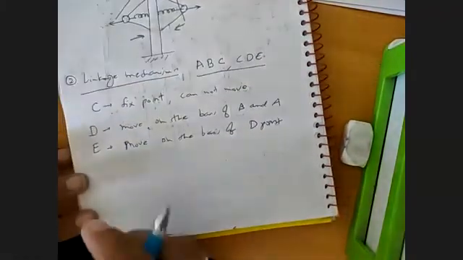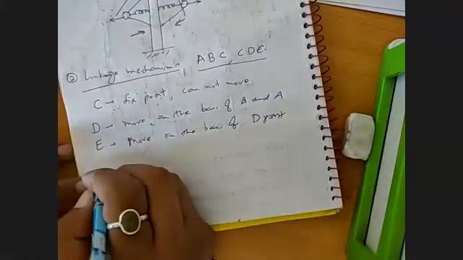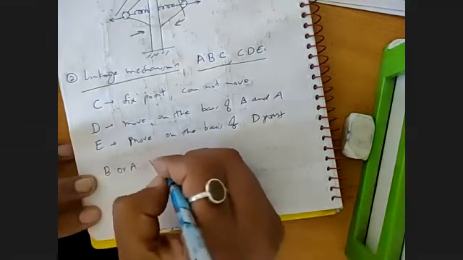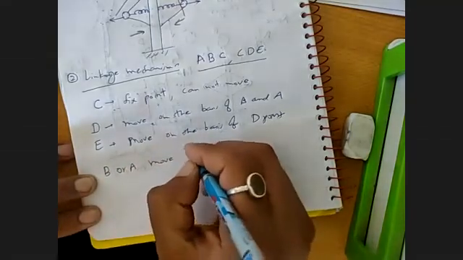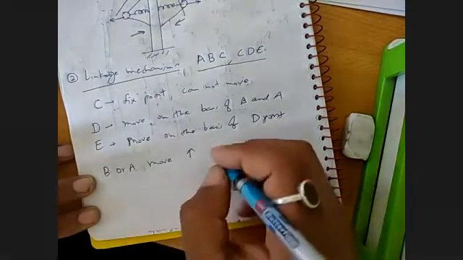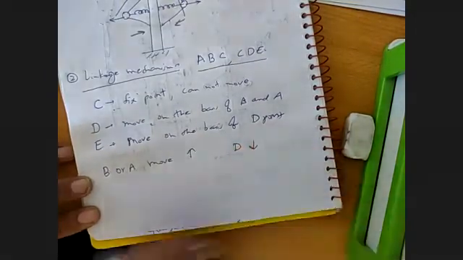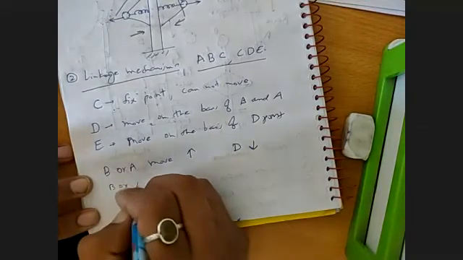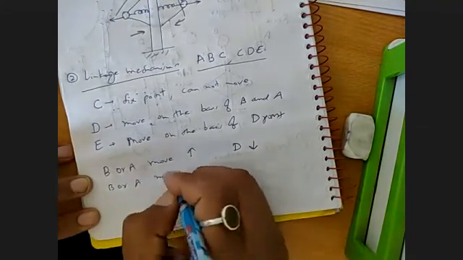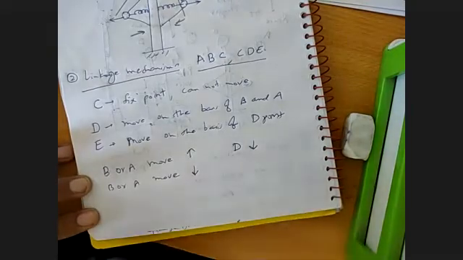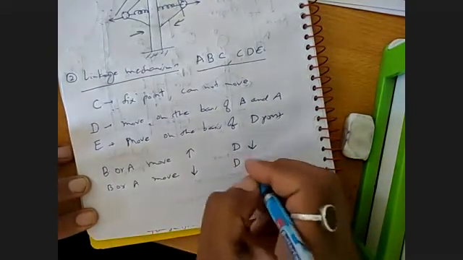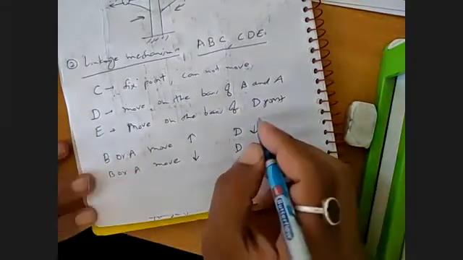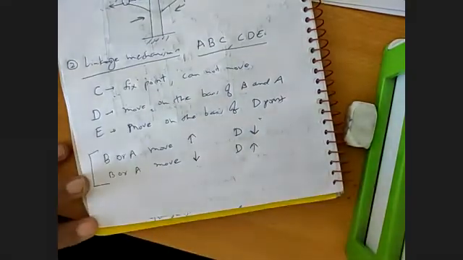As we discussed, when B or A move upward, D will move downward. And if B or A move downwards, then D will move upward. So this is how this D point will be moving.